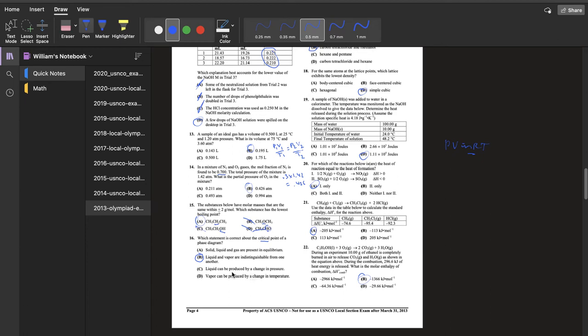Oh no, these are describing opposite situations, right? Yeah, so those would not be valid.